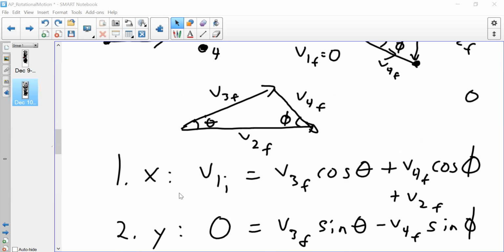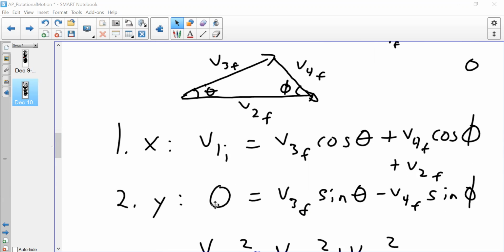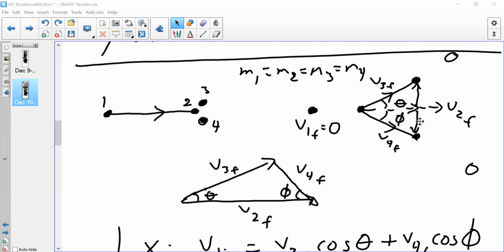We know momentum is saved everywhere, so we're just going to get the equations of the momentum in both x and y directions. In this case, V1 initial, its momentum is the same as the momentum on the right side here, the final side, which is V3 final cosine theta, plus V4 final cosine phi, plus V2 final, all in the x direction. Initial equals final in x. And the same thing goes for y: nothing initially in y, and then it gets split up into V3 final sine theta minus V4 final sine phi. And here is negative V4 final sine phi. It's negative because it points down. V3 final sine theta points up.